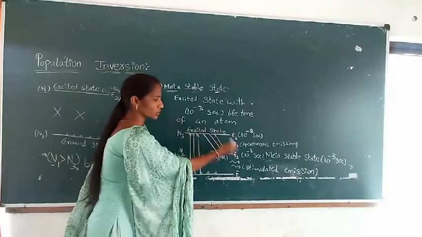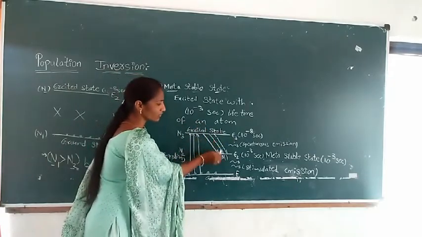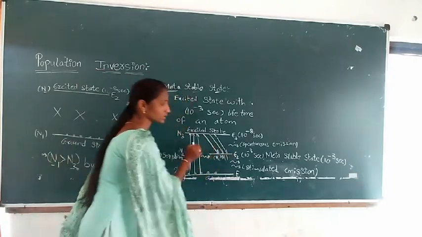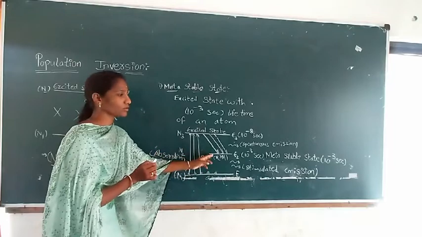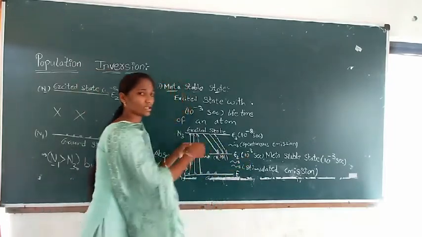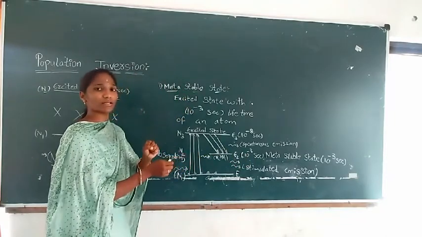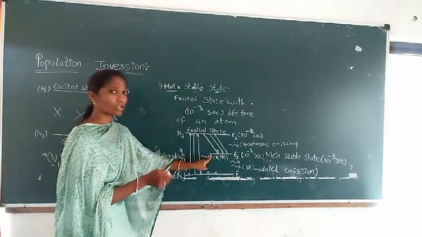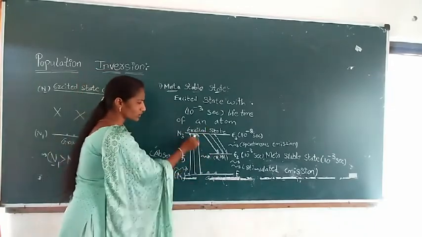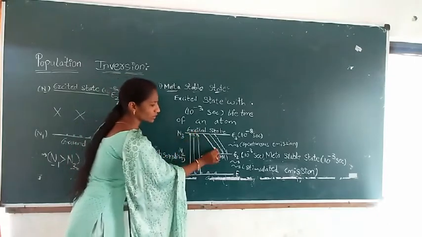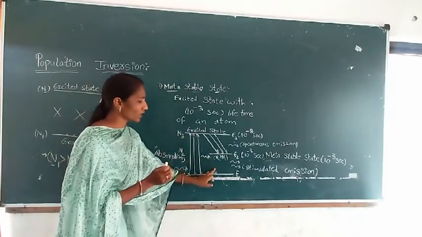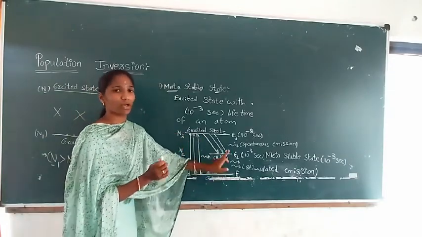Then by a spontaneous emission, it moves towards the E2 energy level. So in the E2 energy level, that is the metastable state, the atom is going to stay for 10 to the power of minus 3 seconds. So the lifetime of an atom will be more than the other excited states. Now all the molecules move towards N3 and again move towards N2. Almost the ground state will be empty. So now we can achieve N2 greater than N1.